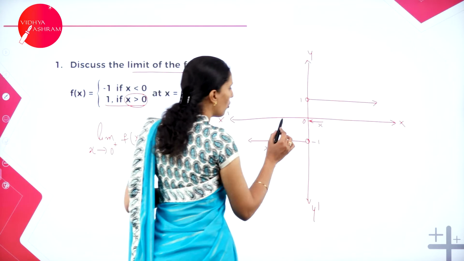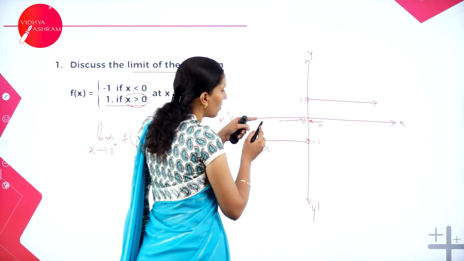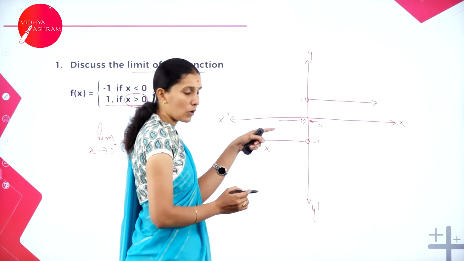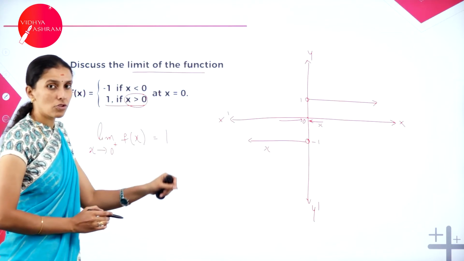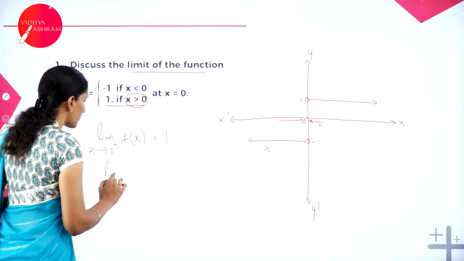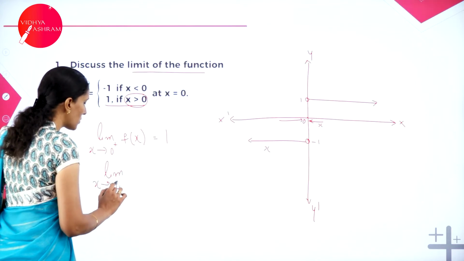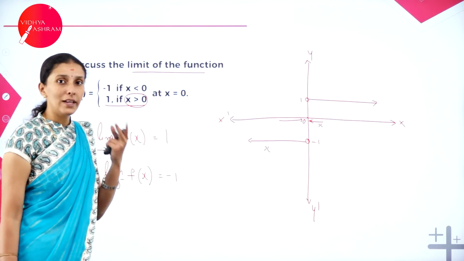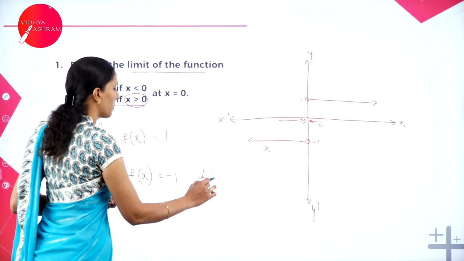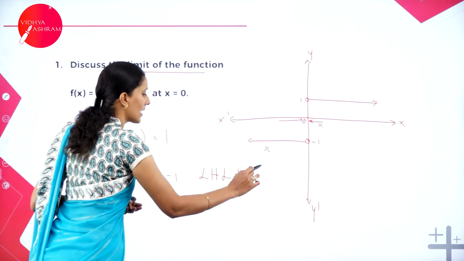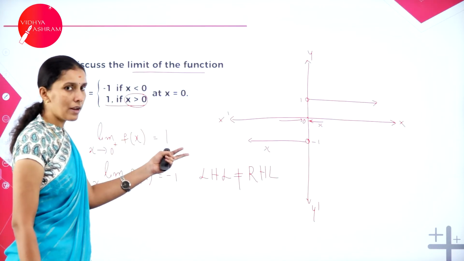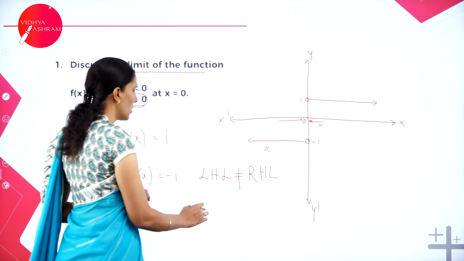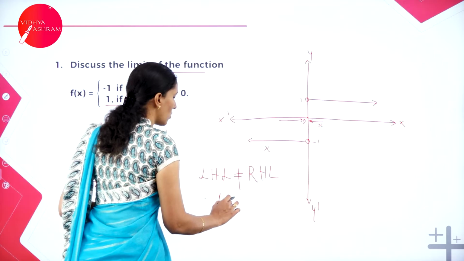Now let me take the value of x close to 0 from the left side, for all values less than 0. For all the values less than 0, the functional value is -1. So as x approaches 0 from the left side, the functional value is -1. Clearly you can see the left hand limit is not equal to the right hand limit, because the right hand limit is 1 and the left hand limit is -1. Also, the function is not defined at x equals 0. Therefore, we say the limit does not exist.